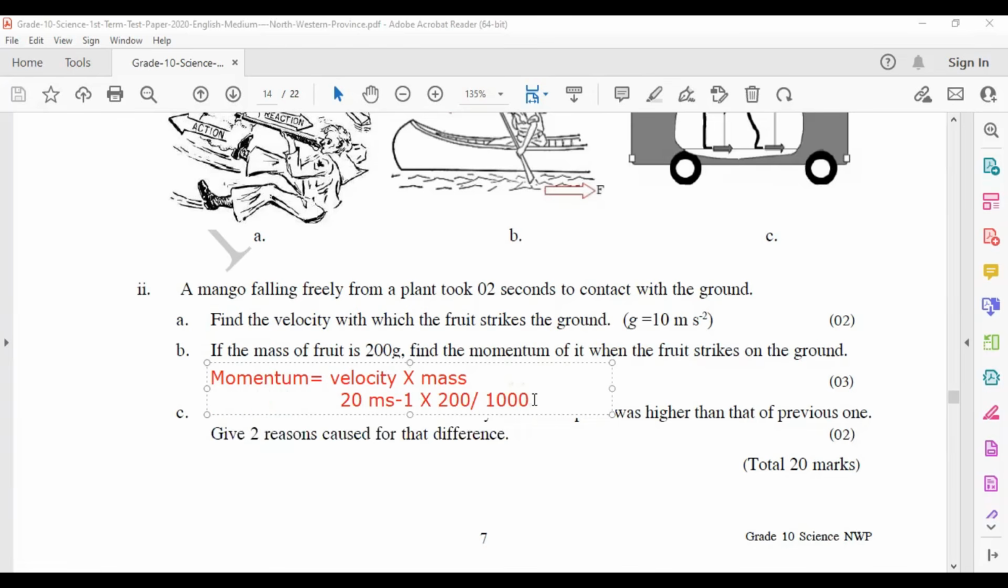Always use the standard units when substituting the values, and in each step you have to use the units. So the answer here is 4 kg ms⁻¹.